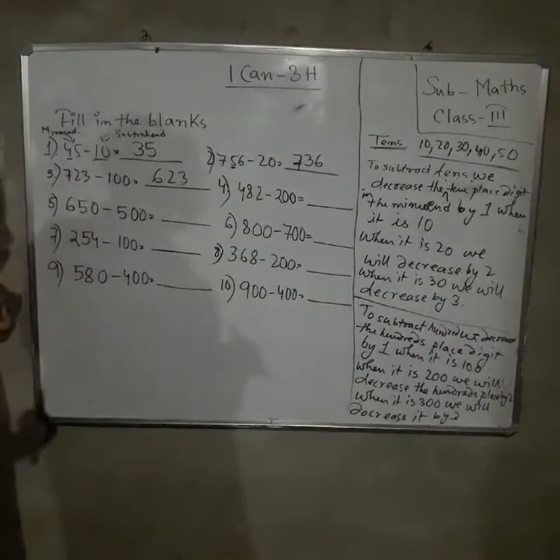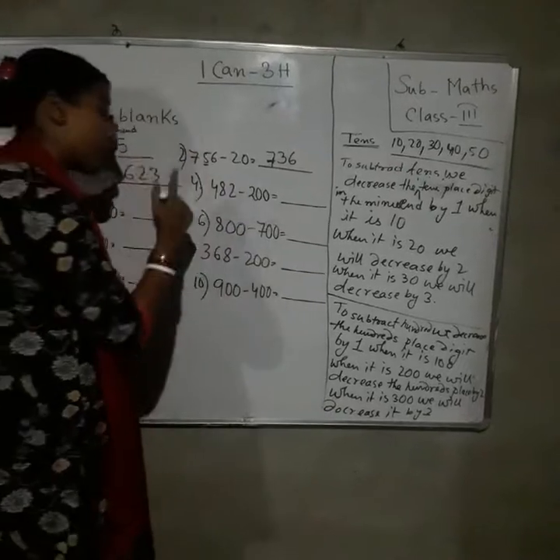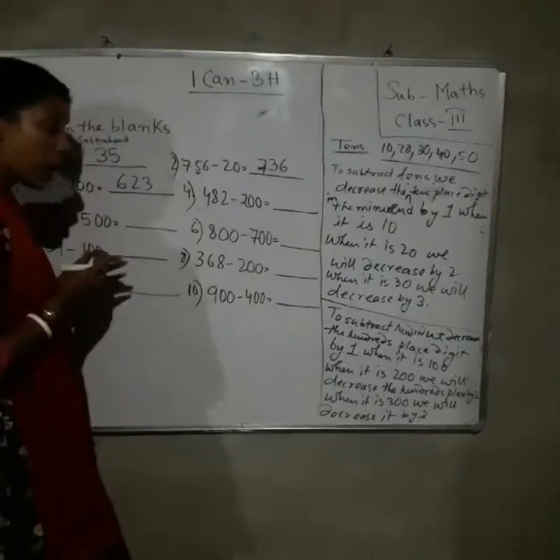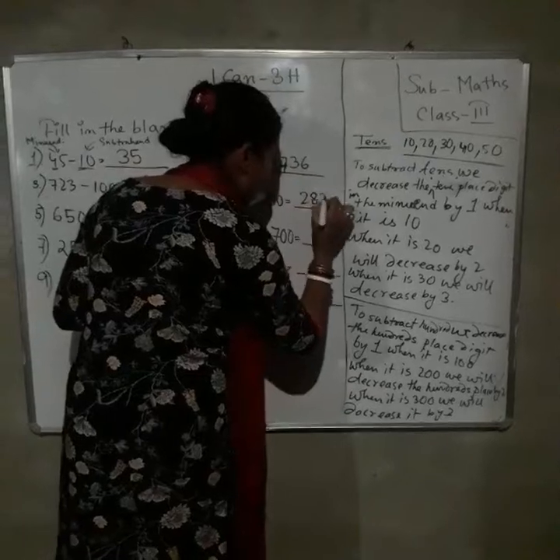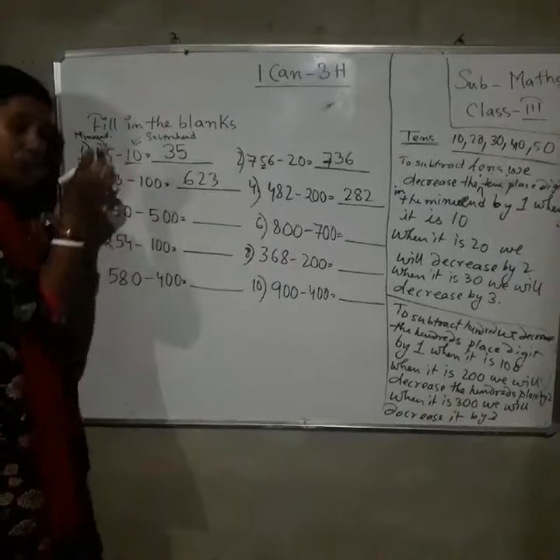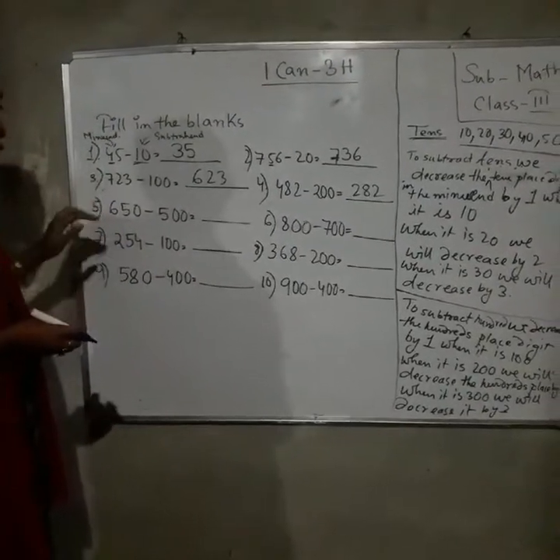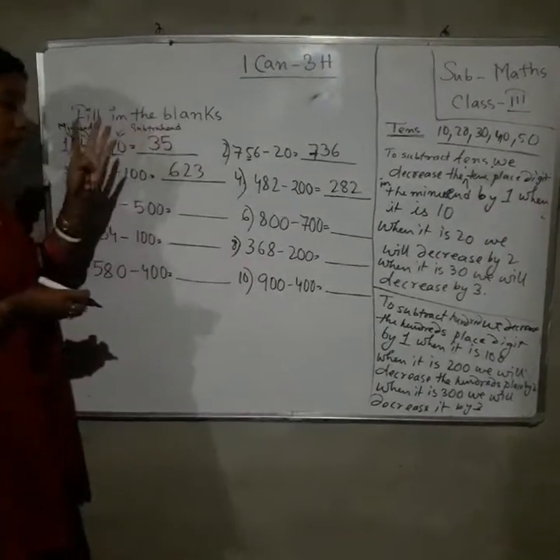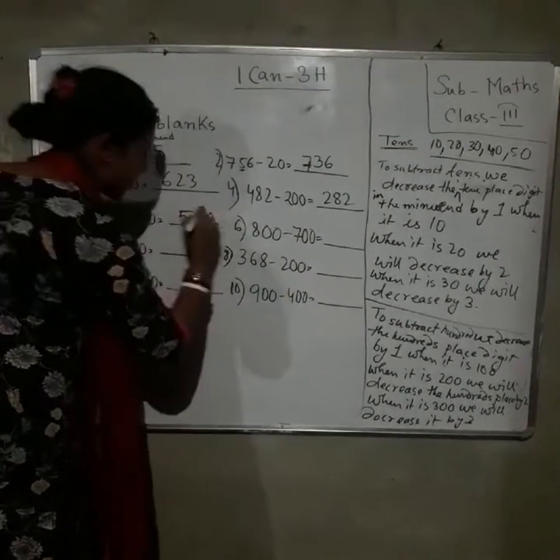Simply like this. Then you see 482 minus 200. 200 means we will decrease the hundreds place by 2. So 4 minus 2 is 2, so here it will be 282. Just decrease whatever hundreds is given. So 500 means we will decrease by 5. So 6 minus 5 is 1, and you write 150.